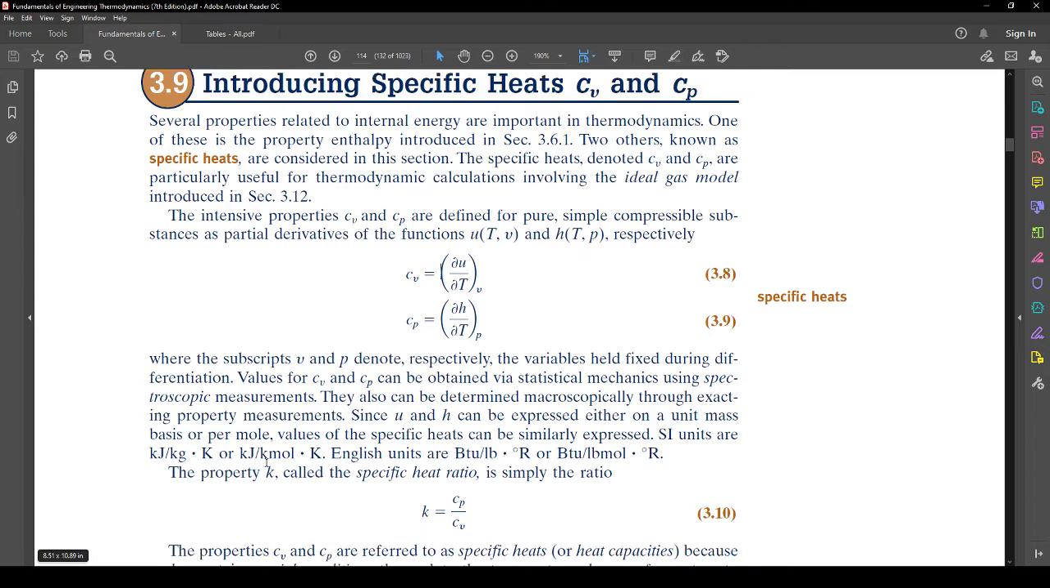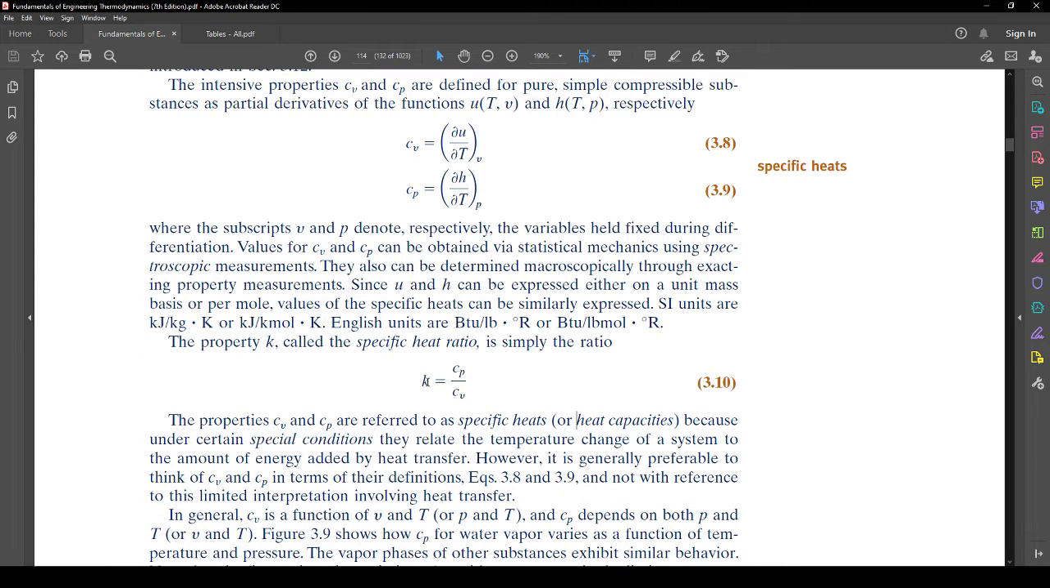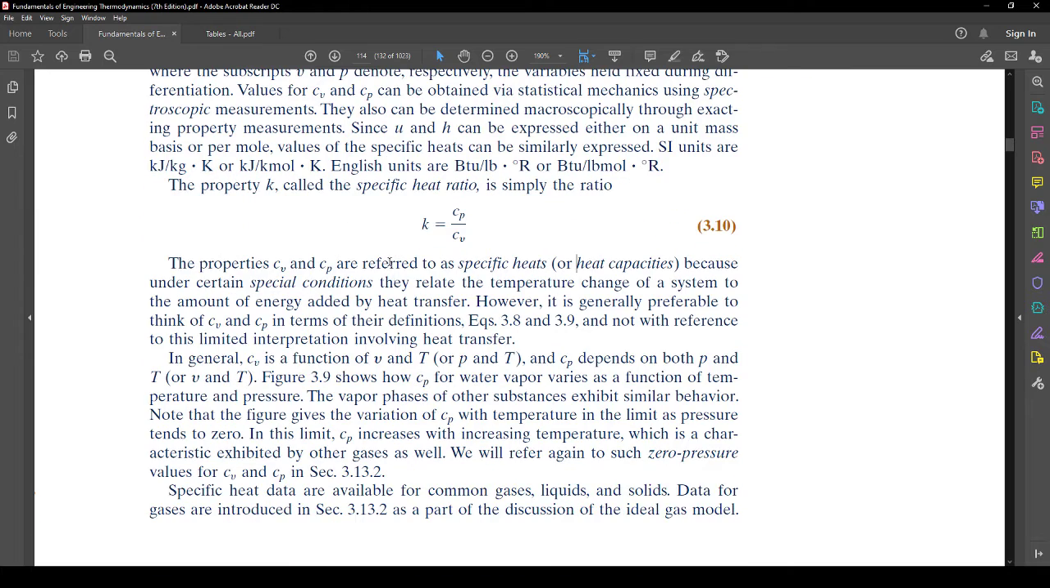Okay. And then it says the property k, called specific heat ratio, is simply the ratio of C sub P and C sub V. So right here. You may have to use k. I remember k is used for cold air standard analysis of engines, right? Like car engines. I think they usually give you k, and if they don't, you can find it. But we'll move on from that.